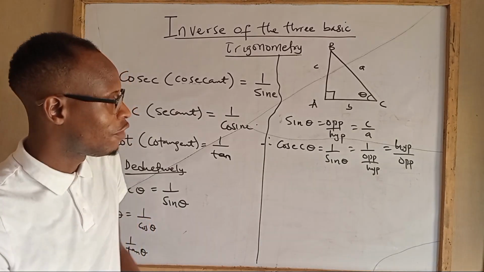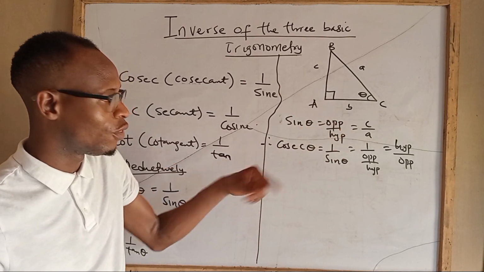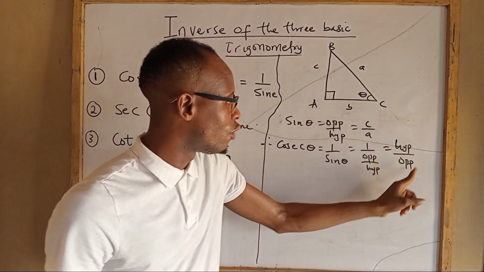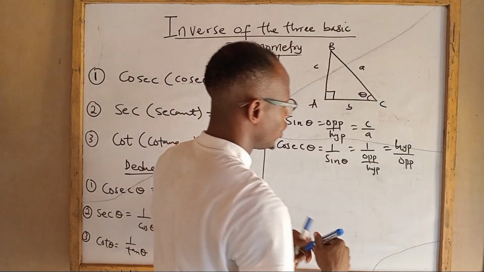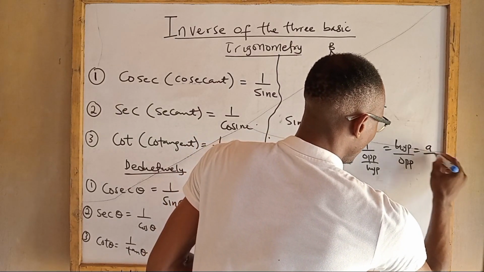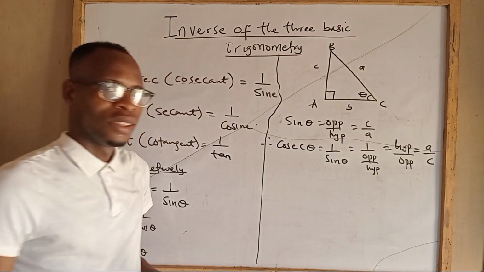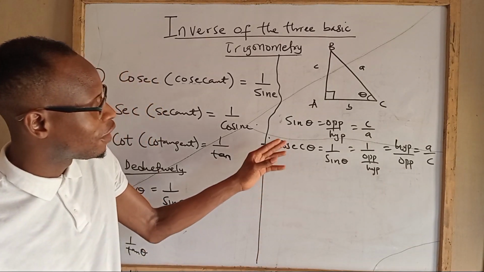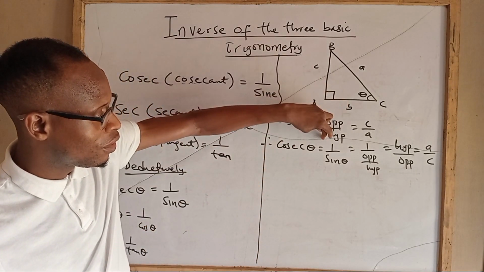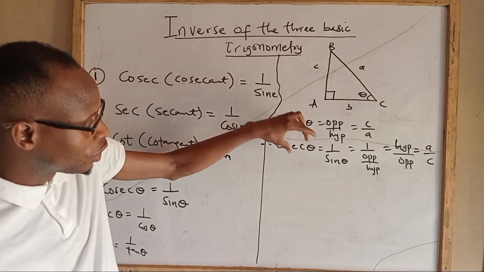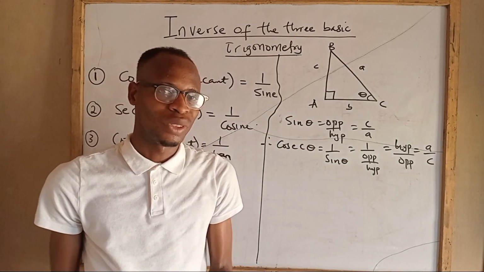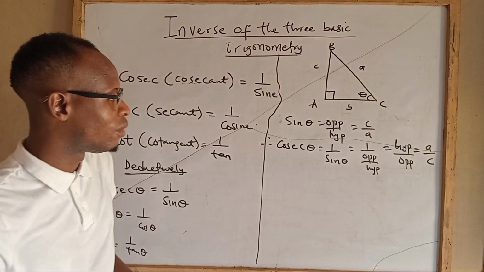So if you have opposite over hypotenuse, the cosec of that is the inverse of that sine, which is hypotenuse over opposite. And this also changes to A over C. Are we following? That means if the answer for sine theta is, let's say, 2 over 4, that's 1 over 2. So cosec will have to be 2 over 1, the same thing as 2. It's just the inverse of that particular one.